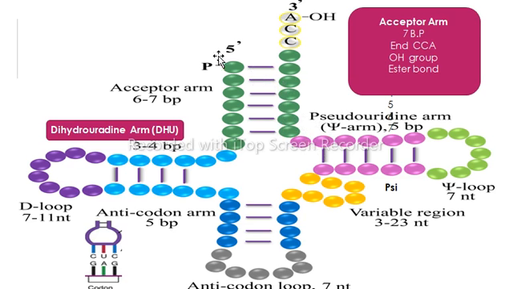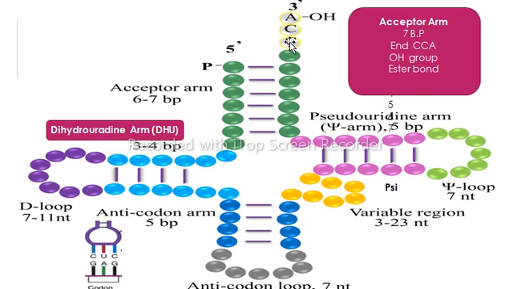At the 5' end, phosphorylated guanosine is present. One important feature of transfer RNA is the acceptor arm, in which 7 base pairs are present. At the 3' end of all transfer RNA, a CCA sequence is present. At the OH group of adenine or adenylic acid, an ester bond is formed with the carboxyl group of the amino acid.